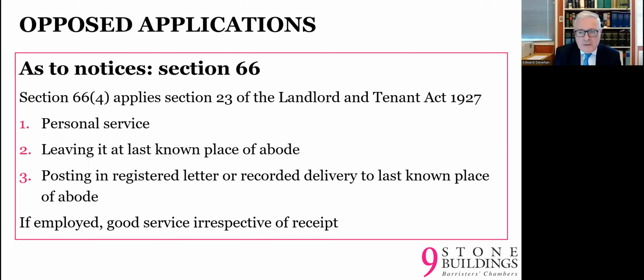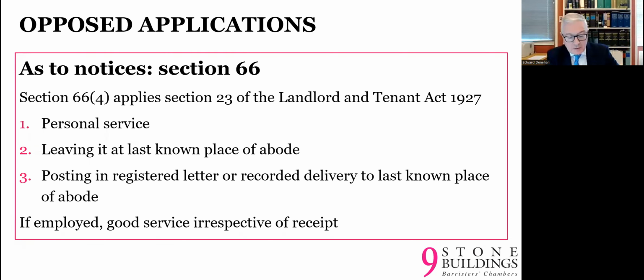Section 23 of the 1927 Act, in bullet form, essentially provides that the notice can be served by personal service, leaving it at the last known place of abode, and a place of business can be a last known place of abode, or posting it in a registered letter or recorded delivery to the last known place of abode. These provisions are not mandatory. You can serve the notice however you like if you're a landlord or a tenant, but the advantage of relying upon section 23 of the 1927 Act is that if these means are employed, there is good service irrespective of whether the tenant has received the notice or not.